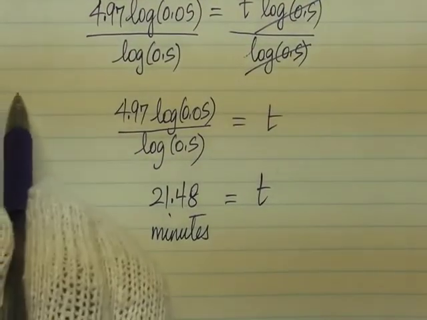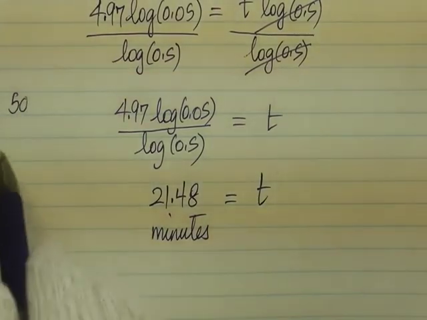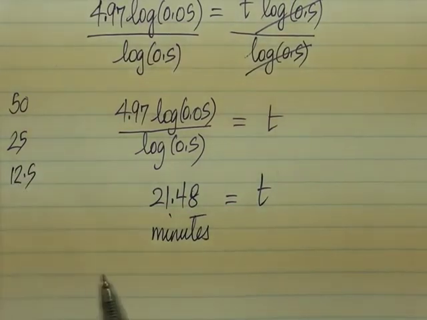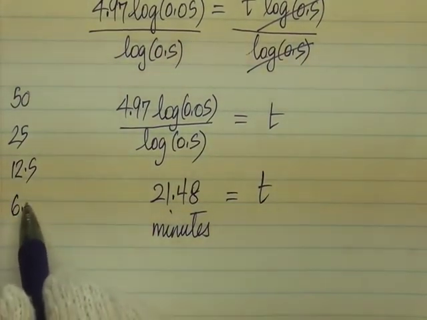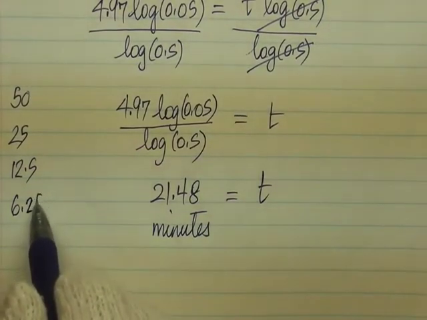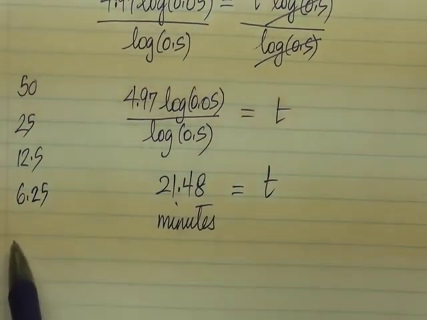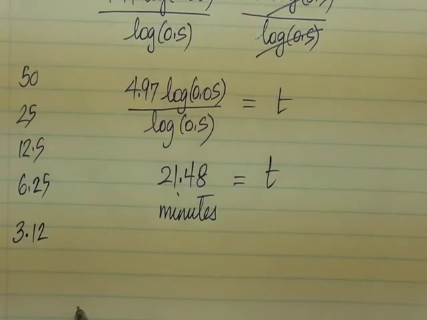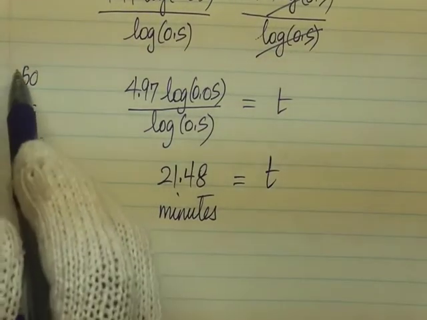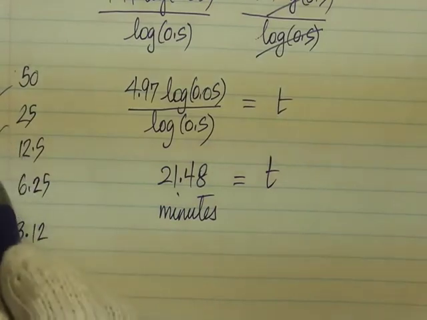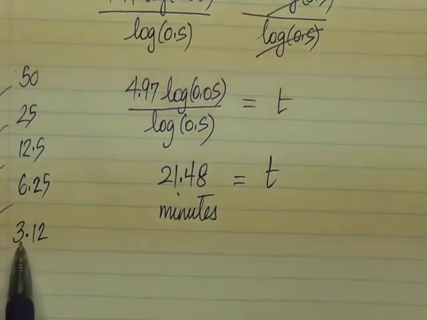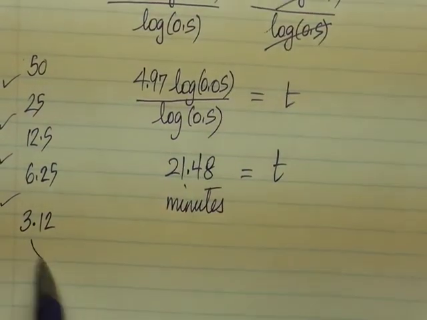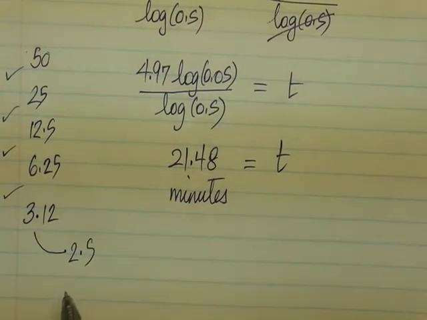So just imagine you started off with 50. After 4.97 minutes it becomes 25. Another 4.97 minutes it becomes 12.5. Another 4.97 minutes it becomes 6.25. Then it's going to become 3.12. So 5, 10, 15, 20, and then roughly 1.5 minutes later it'll go from 3.12 to 2.5. Okay?